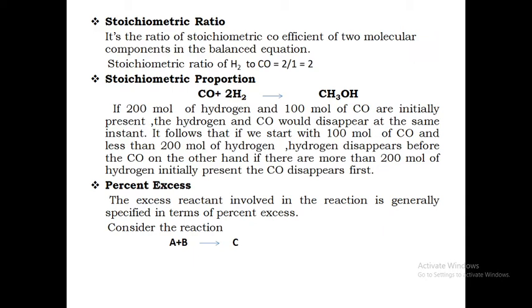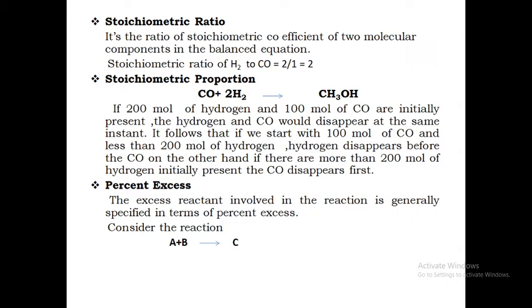What is stoichiometric proportion? The correctly balanced value. From our example, 200 moles of hydrogen and 100 moles of CO is the required value. Are you clear? So increasing or decreasing is not the stoichiometric proportion. Are you clear? So next terminology, percentage excess.